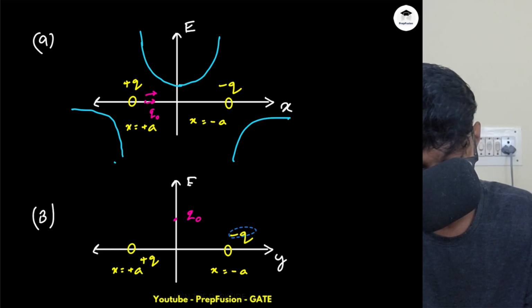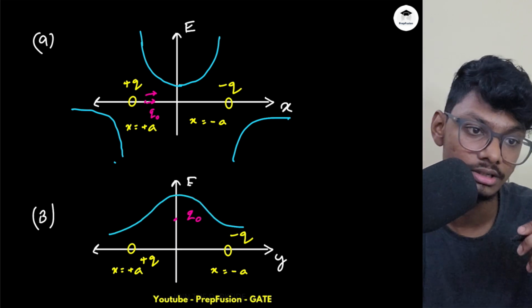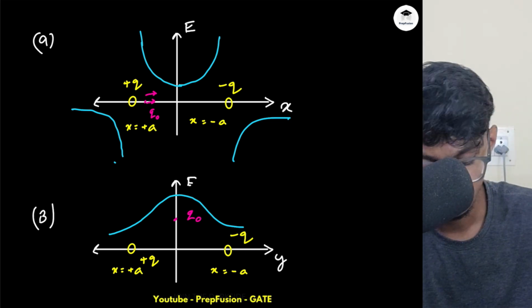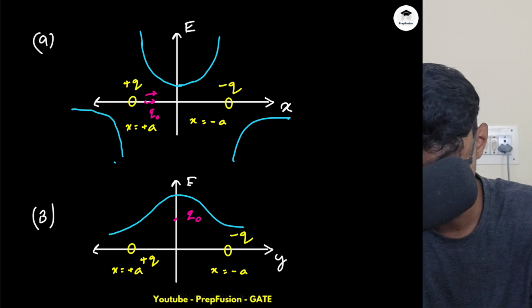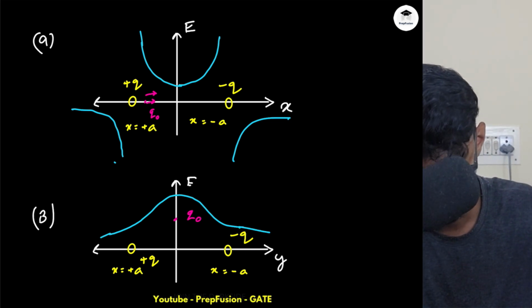Now this is not the electric field in the y direction. This is just the electric field on the y-axis. Okay, the variation of the electric field on the y-axis. Okay, this is the case.